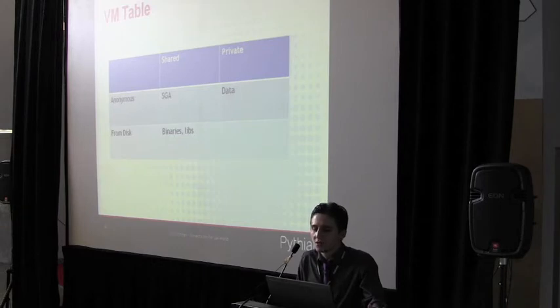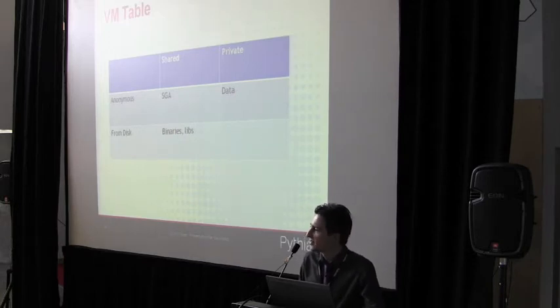So in the Oracle aspect, the SGA is shared anonymous. The Oracle binary, the libraries, is shared from disk. And the private is anonymous data, basically stacks, PGA memory for every process, etc.